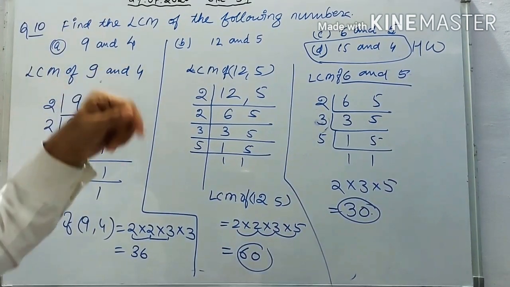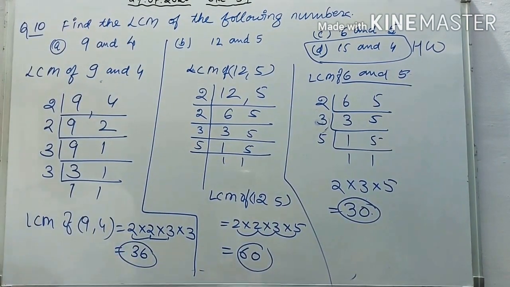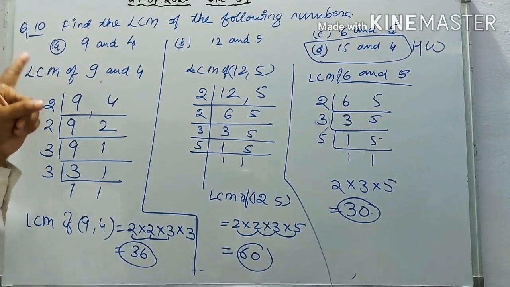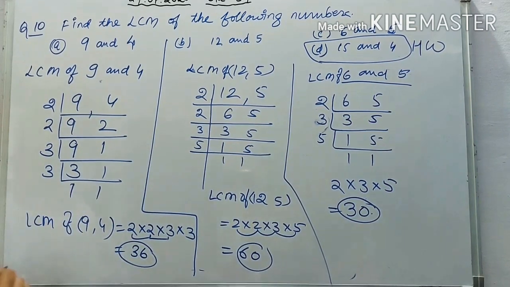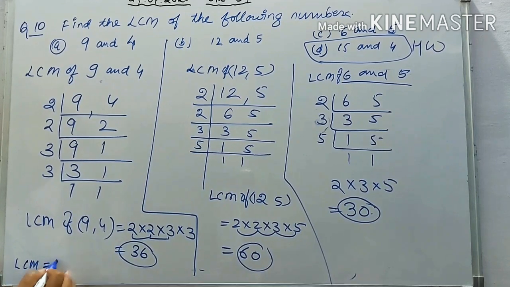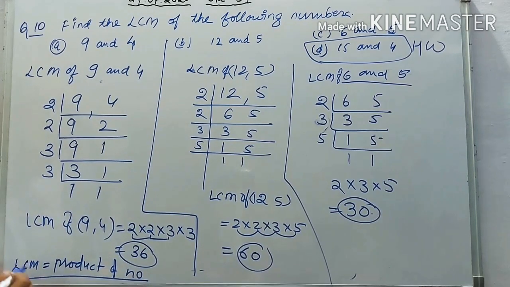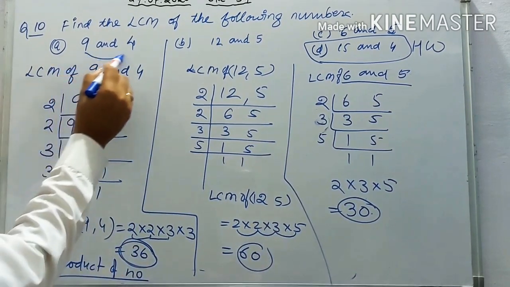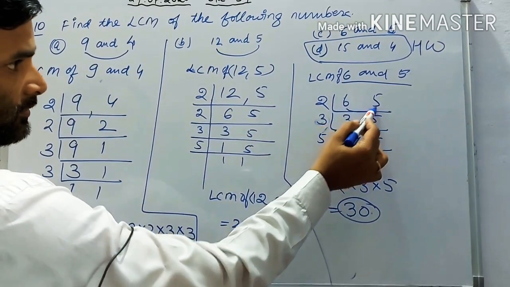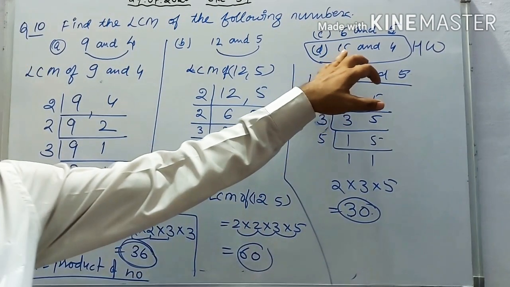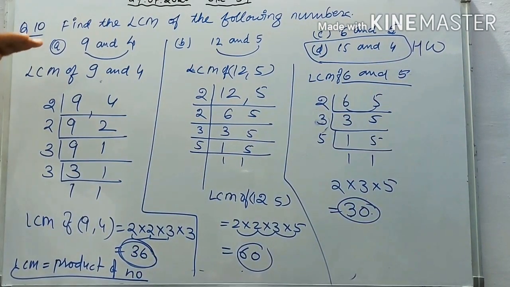After you solve this question, you will see that the LCM of the given numbers is equal to the product of the given numbers, because here 9 4s are 36, 12 5s are 60, and 6 5s are 30. After you find these, you observe the LCM of the given numbers is equal to the product of the given numbers. Okay.